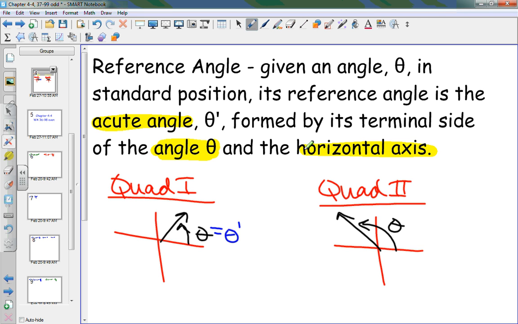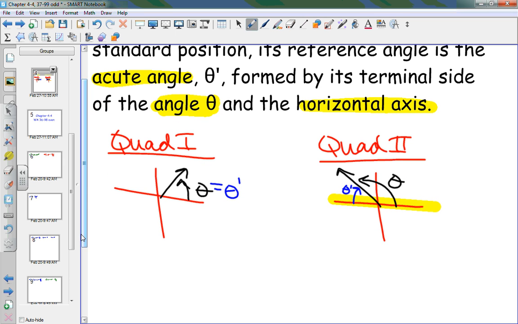However, when you are in quadrant 2, there's my theta. Now, how do I form an acute angle for my reference angle? What are the two important things I have to use? I highlighted them. It's really hard to miss. The horizontal axis and theta. Those are the two things that we have to use. So keep in mind, I need theta prime. Well, theta prime is that angle right there. How do I find that angle? Theta prime is going to be equal to 180 minus theta.